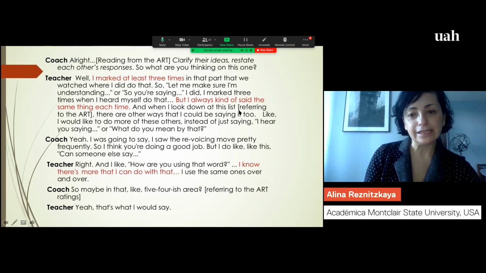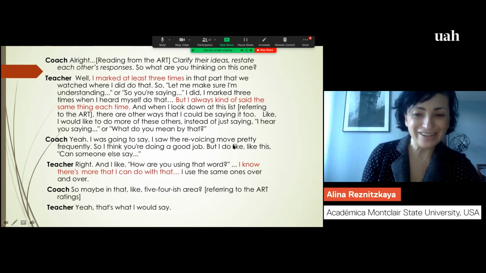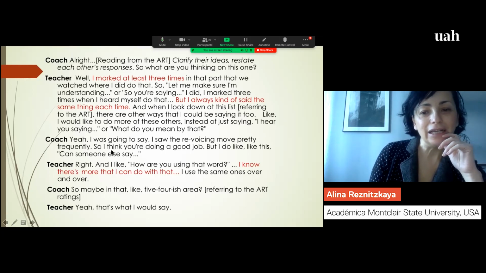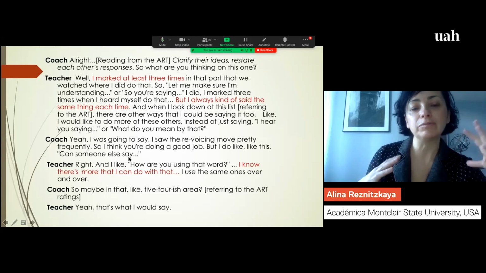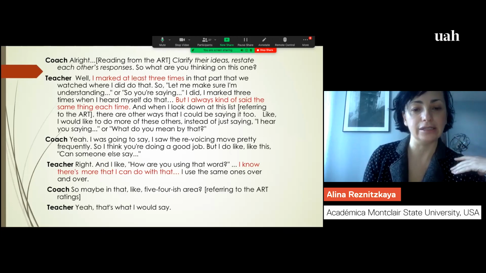And when I look down at this list, and she's referring to the list of prompts on our tool, there are other ways that I could be saying it too. Like, I would like to do more of these others, instead of just saying, I hear you saying, and what do you mean? And the coach says, I saw the revoicing move pretty frequently, so I think you're doing a good job, but I do like this: can someone else say? So the coach pushes her to a new level where she would ask students to paraphrase or clarify each other's ideas.